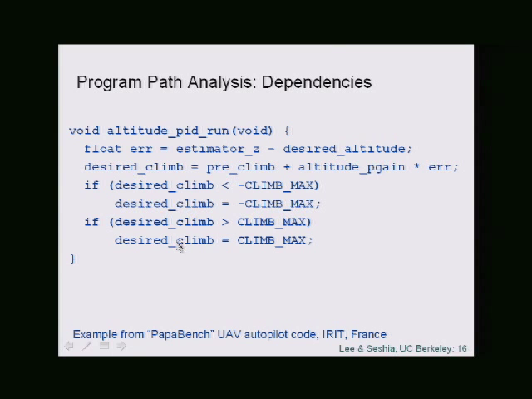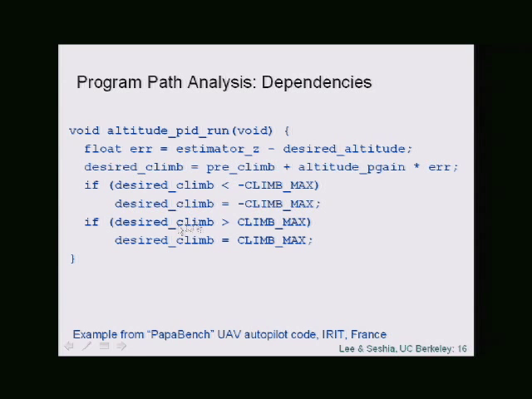So you never allow a variable to become too small, and similarly, you never allow it to become too big. If desired climb is greater than climb max, then it saturates at climb max. Okay, so that's the program. How many paths does it have from beginning to end? Four, right? You have two conditionals, and each conditional can go either way, so you have four possibilities.